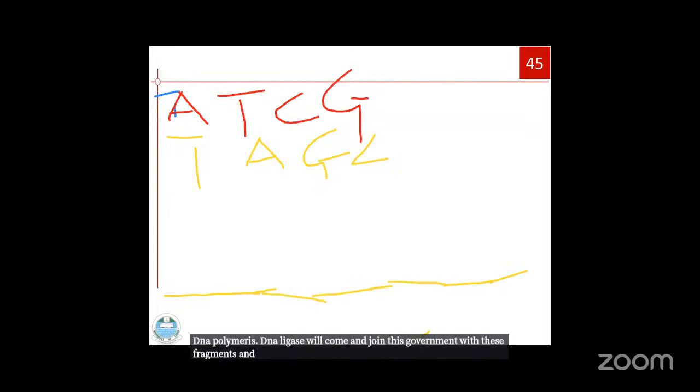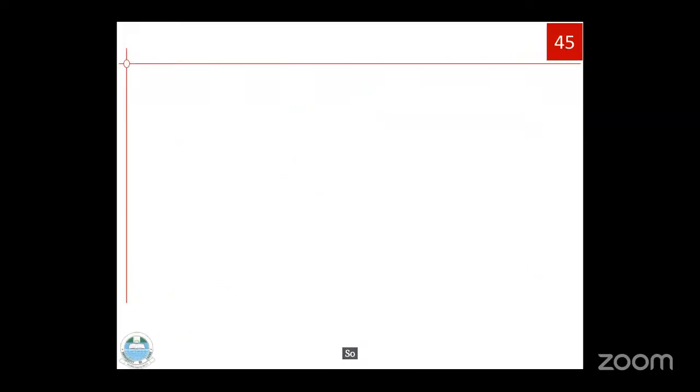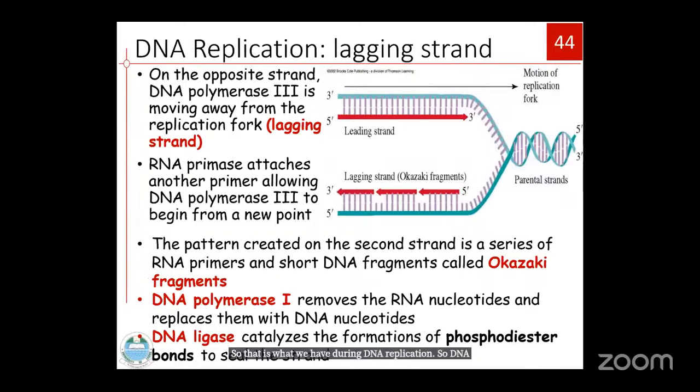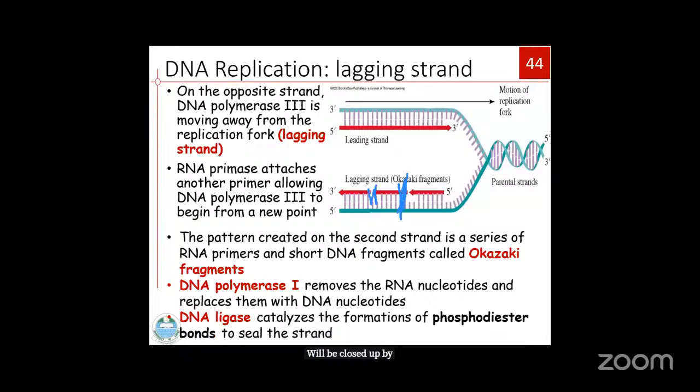So you now have your straight chain of a nucleotide sequence. That is what we have during DNA replication. DNA ligase catalyzes the formation of phosphodiester bonds to seal the strand. So this gap that you are seeing here on the lagging strand will be closed up by DNA ligase, and that concludes DNA replication.